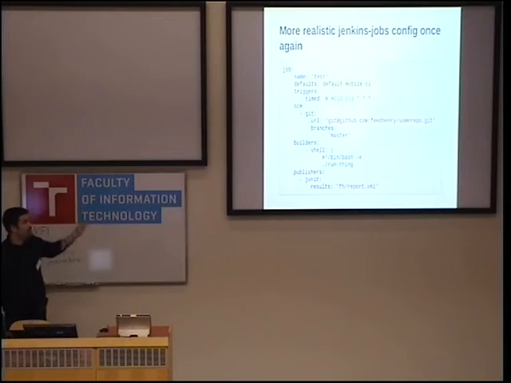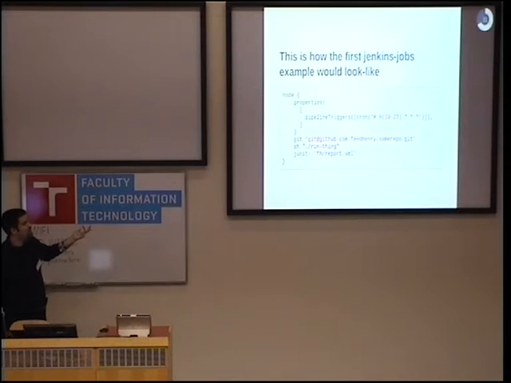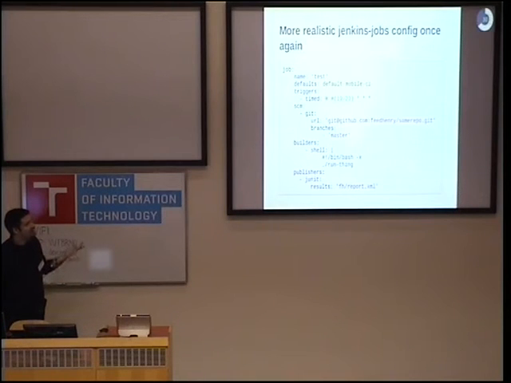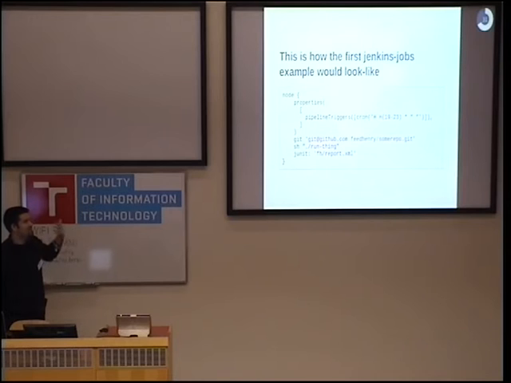And remember this weird YAML thing with Jenkins jobs? It would look like this. Much fewer lines, it's even kind of more readable. You know roughly what happens. There are still some quirks like the properties list thing, but all in all, I would consider this to be a much improved version over the YAML thing.